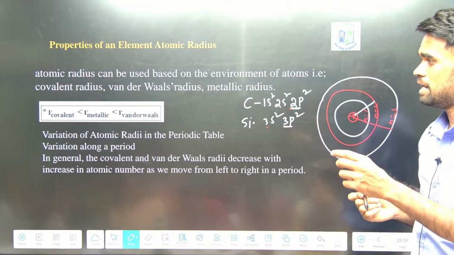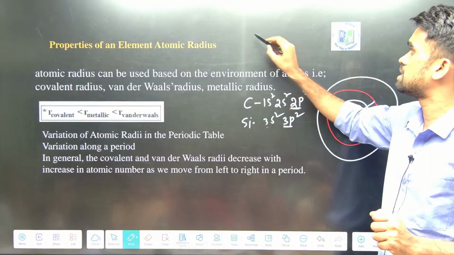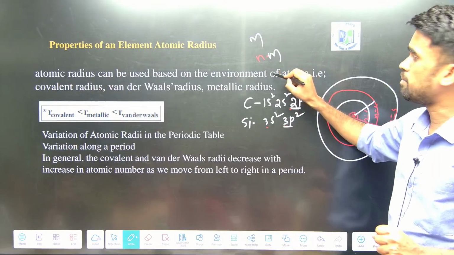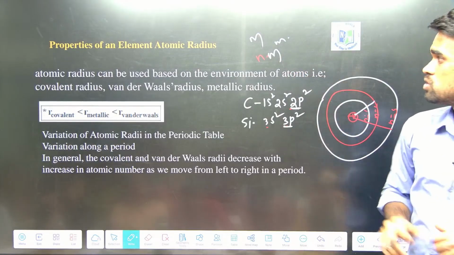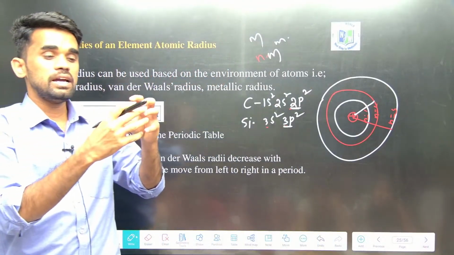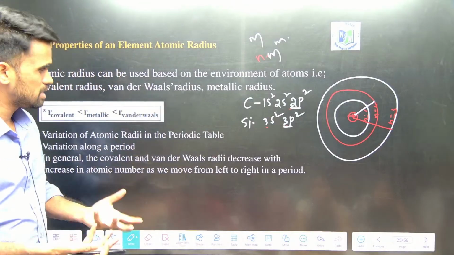Now atomic radius will be measured in different ways. For example, we have some elements like metals in the periodic table, some are non-metals, some are metalloids. So different elements we have. Now when it comes to metals, we need to measure their radius in terms of their metallic radius. What is that? So what is this metallic radius, sir?